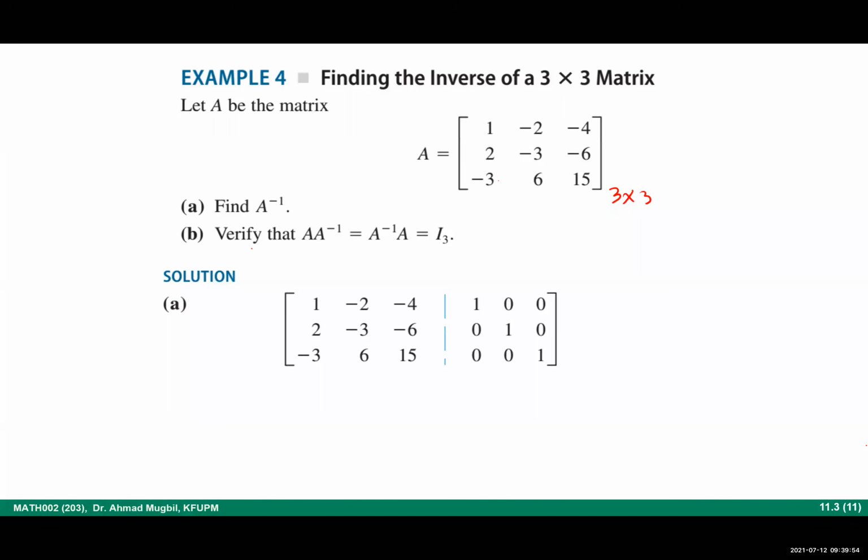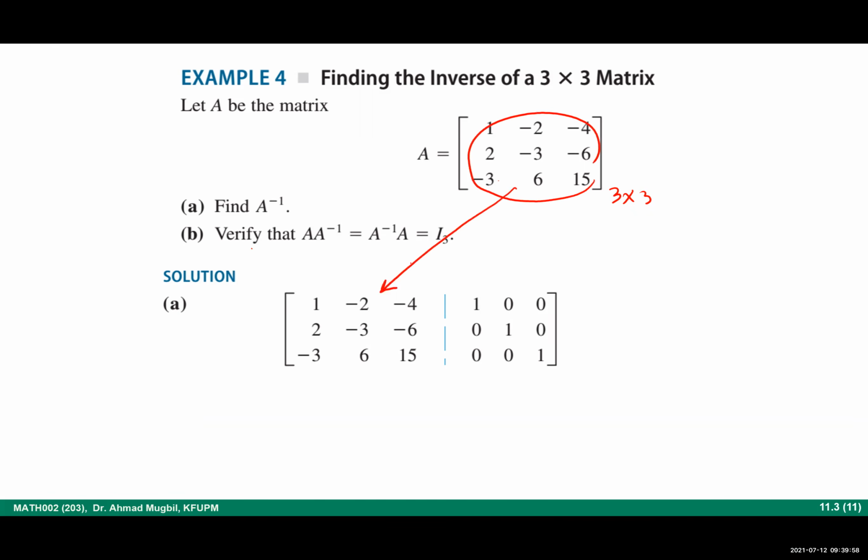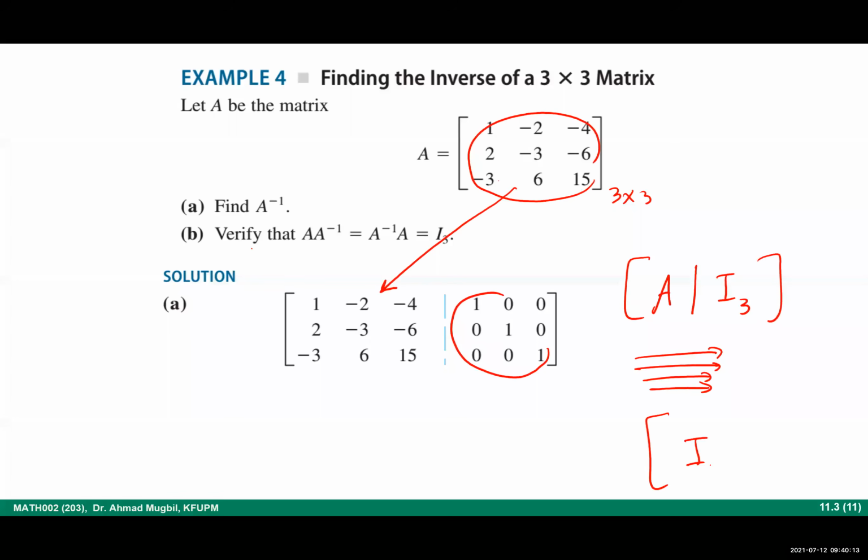Now, what we will do, step number 1, we will put this matrix A here on the left. It is 3 by 3, so we will write here I3. So what we did, we just write A and here I3. The idea is that we will work on this by using row operations until we have I3 here and another matrix here. This matrix that we will have here will be the inverse.